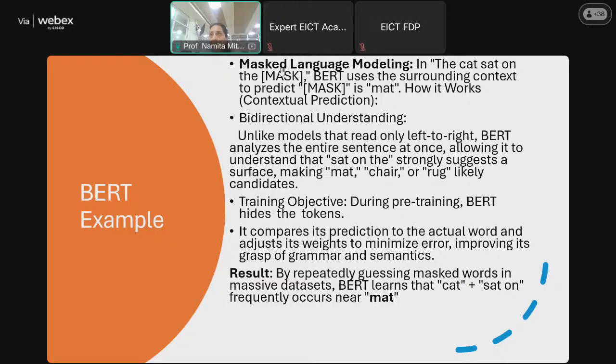So "the cat sat on the mat," say 500 times it came. Chair it came only once. Rug it came 550 times. So it will take only the cat sat on the mat because it is frequently occurring. So that is what it is guessing: masked words in the massive data sets.